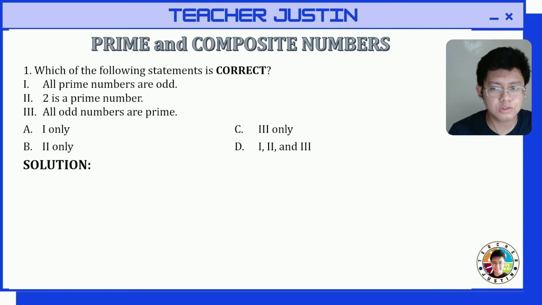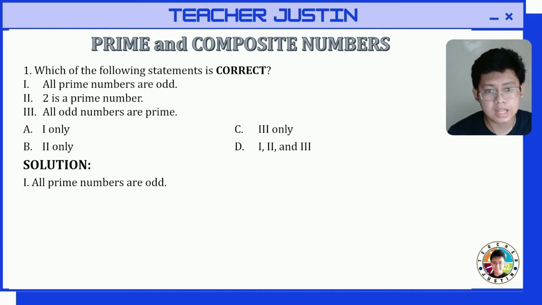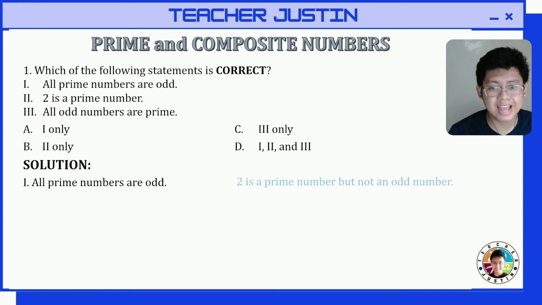Para masagutan natin tong item na to, gagamit tayo ng counter example. Para ma-prove natin na mali yung statement, kailangan natin mag-isip ng counter example para masabi natin na mali yung statement na yun. So let's start with the first item, which is all prime numbers are odd. Kung titignan natin ang mga listahan ng prime numbers, most of them are odd numbers. Pero may isang hindi, and that is 2. 2 is a prime number but not an odd number. So ito yung magiging counter example natin to say that item number 1 is not true.